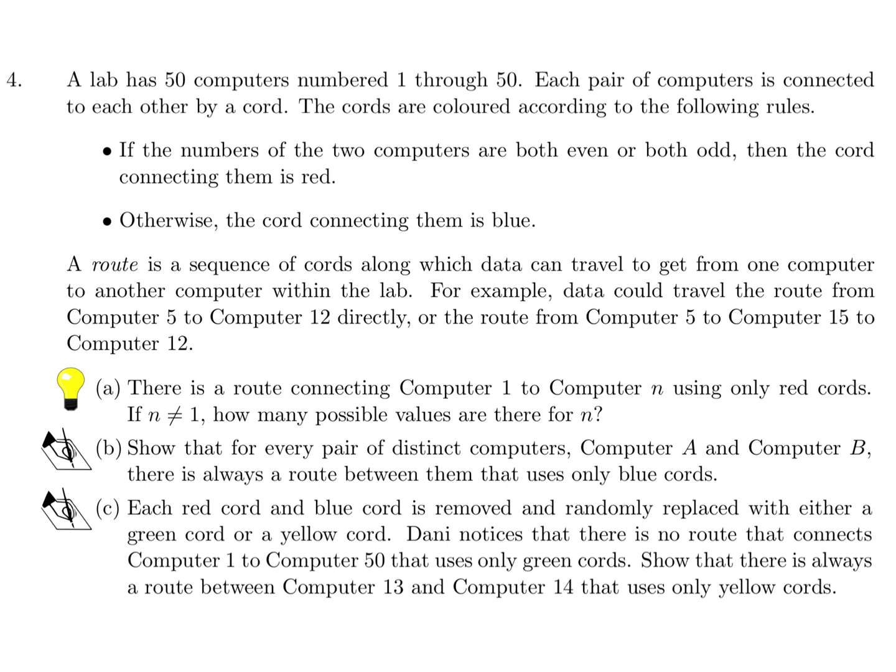A route is a sequence of cords along which data can travel to get from one computer to another. With the lab, for example, data could travel from 5 to 12 or from 5 to 15 to 12. There is a route connecting computer 1 to computer n using only red cords. If n is not 1, how many possible values are there for n?